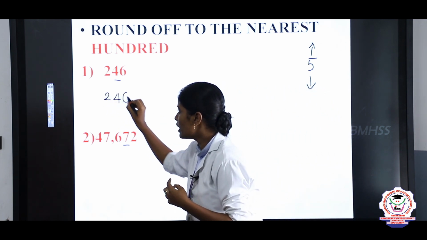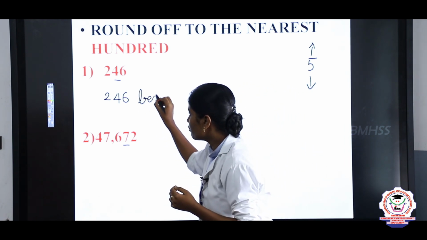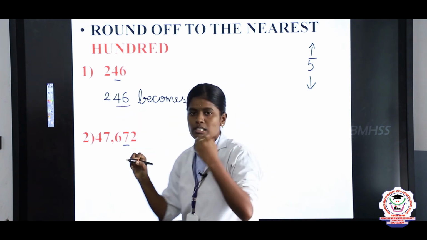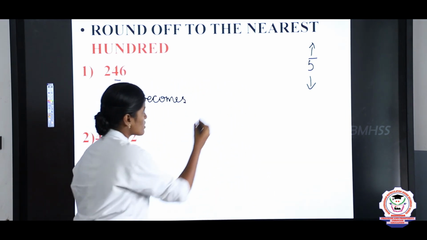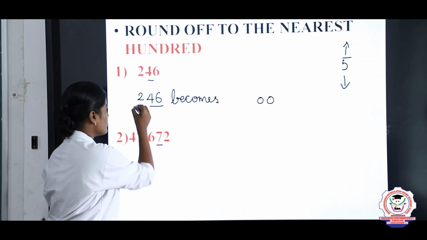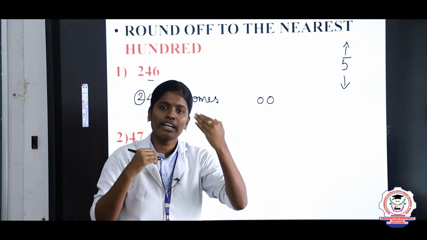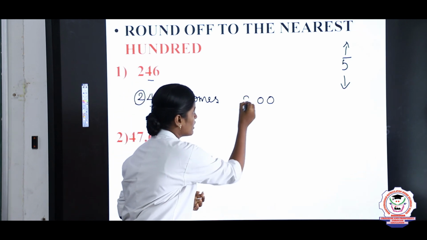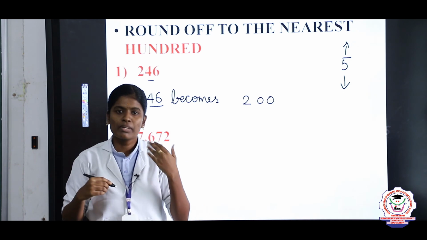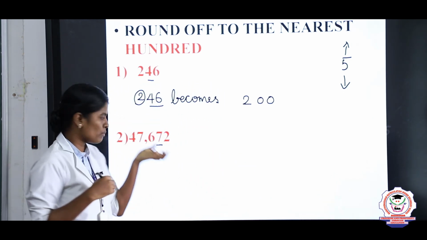So take 246. 246 becomes... in the ones and tens place you should put two zeros, 0, 0, and in the hundreds place simply write 2. Why? Because this is a 5-before number. So 246 becomes 200. Next, let us check another example.